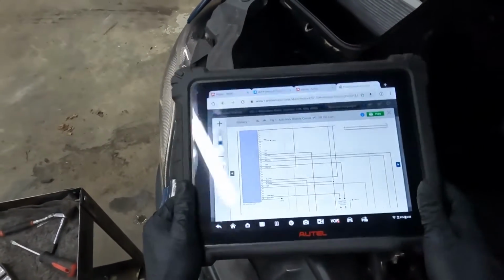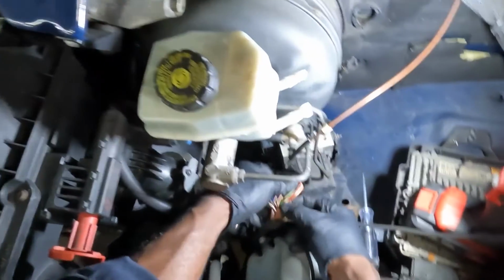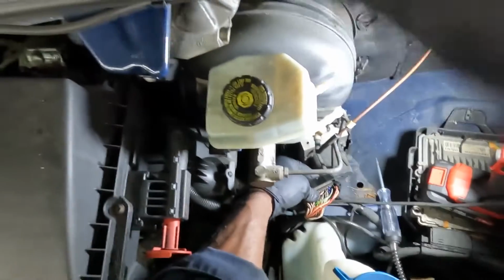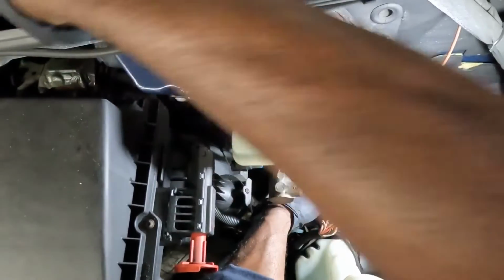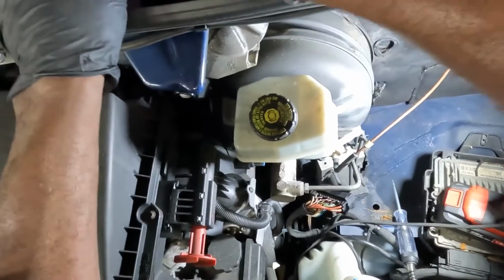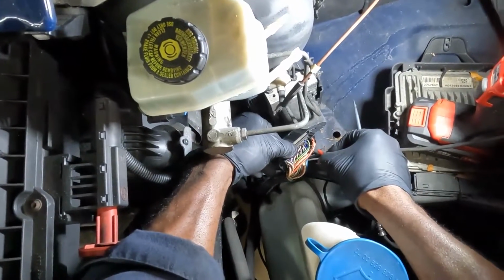Okay. So now we're gonna check wire 32 or pin 32. So it's this one over here. I'm going to back probe it. Let me get my back probe tool over here. So we're gonna back probe this wire.